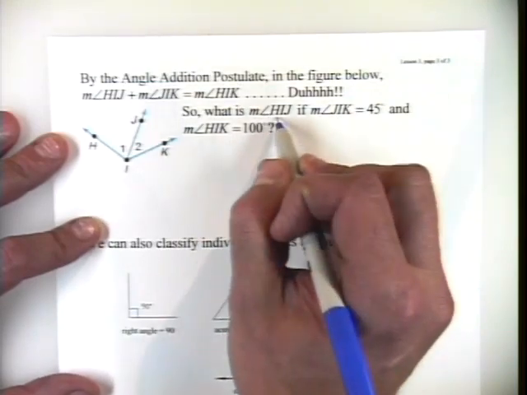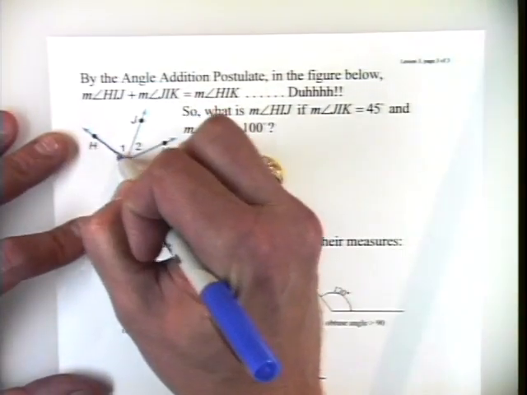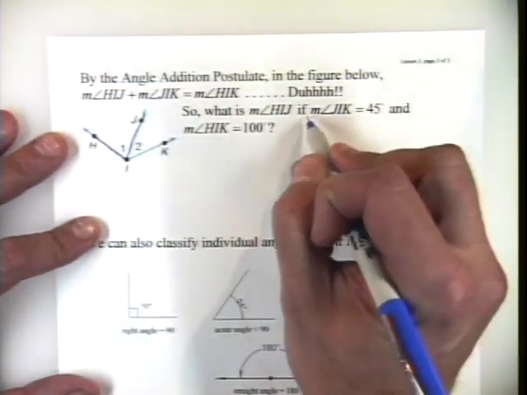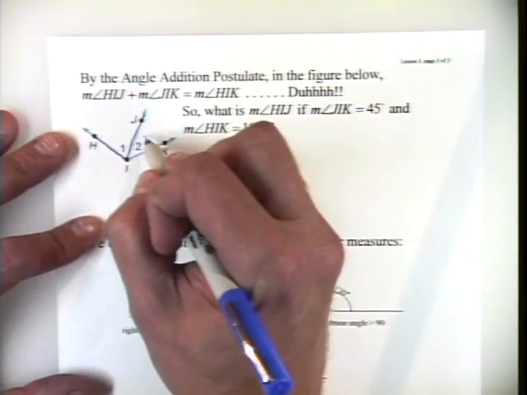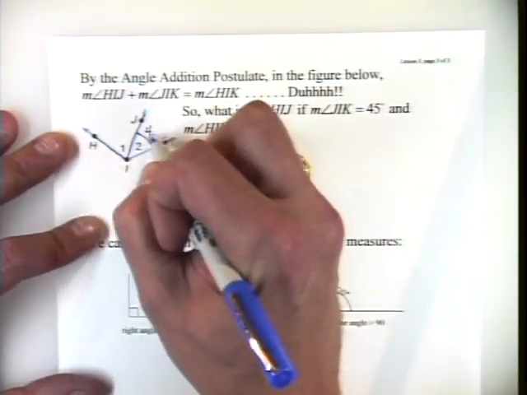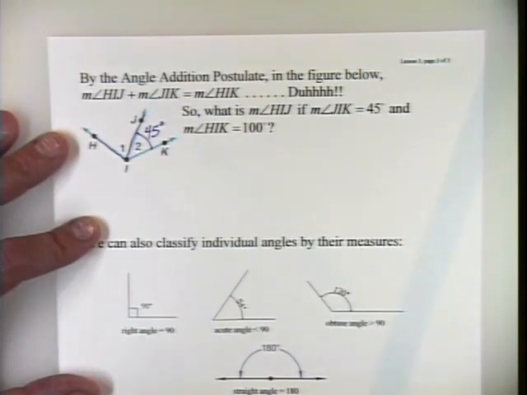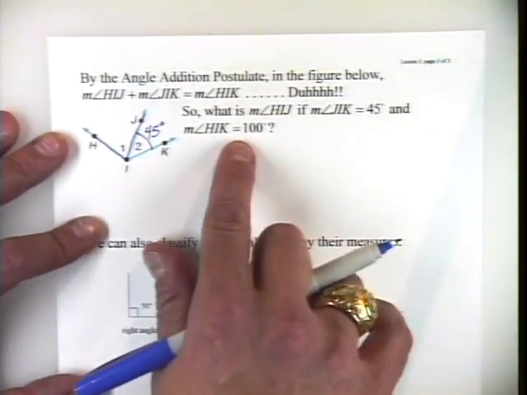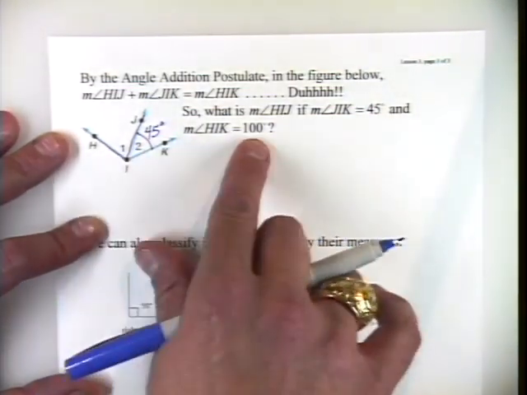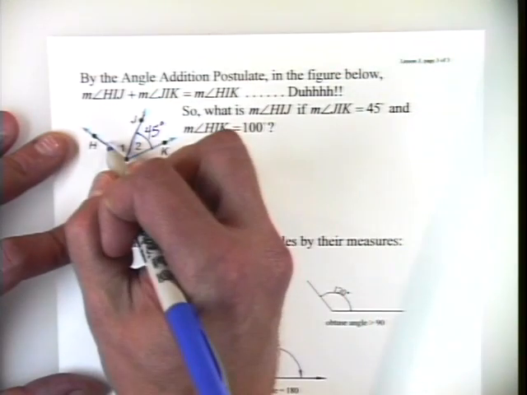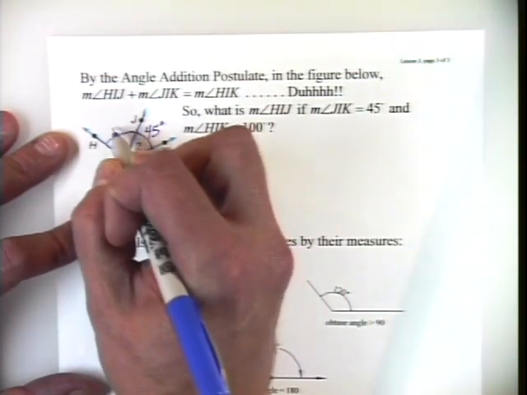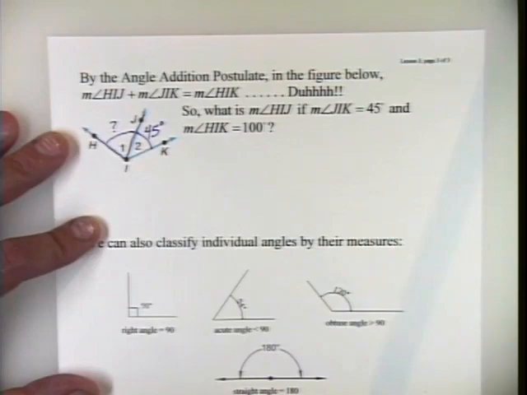What is the measure of HIJ? I'm going to identify it as this angle. If the measure of JIK, we know this one is 45. Sometimes it helps to label a diagram. I'm going to put it there. And HIK, the entire angle, is 100 degrees. So I'm trying to find the other smaller of the two angles. I'm going to call that question mark for now.